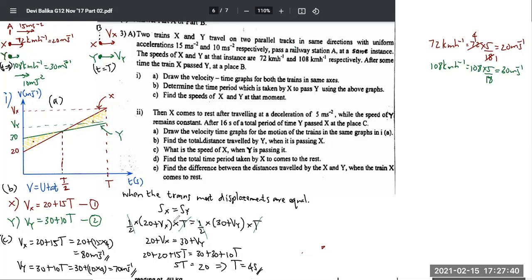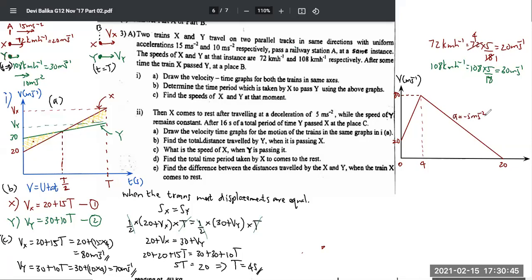That's pretty straightforward. We have already derived the equation. Then after this, Roman 2 happens. Then x comes to rest after traveling at a deceleration of 5 m/s², while the speed of y remains constant. So let's try to draw the graph again with the relevant numbers. This is how x works. It starts at 20 meters per second, and within 4 seconds it reached a velocity of 80, and then in another 16 seconds it comes to rest with a deceleration of 5 m/s². Right, that's how it works.